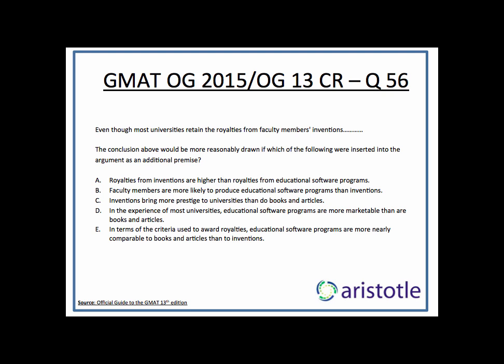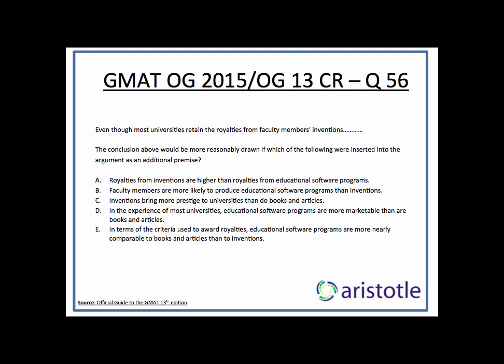A says, royalties from inventions are higher than royalties from educational software programs. Absolutely irrelevant. B says, faculty members are more likely to produce educational software programs than inventions. Again, it makes no difference to us what they produce or don't produce. All we have to do is figure out why royalties from computer software should go to faculty members. What's the connection between computer software and books and articles?